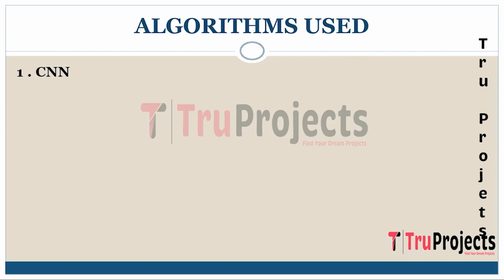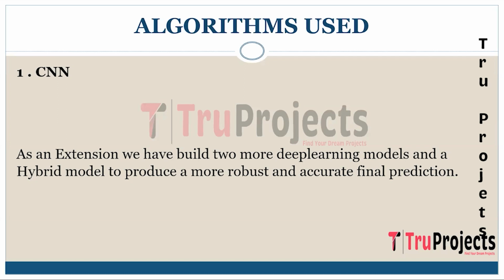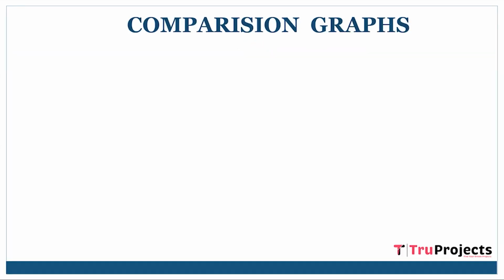It is used to establish a foundation for retinal disease detection and provides a point of reference for other models. CNN is valued for its ability to learn features from images, making it essential in the context of medical image analysis. As an extension, we have built two more deep learning models and a hybrid model to produce a more robust and accurate final prediction. So here we have comparison graphs.